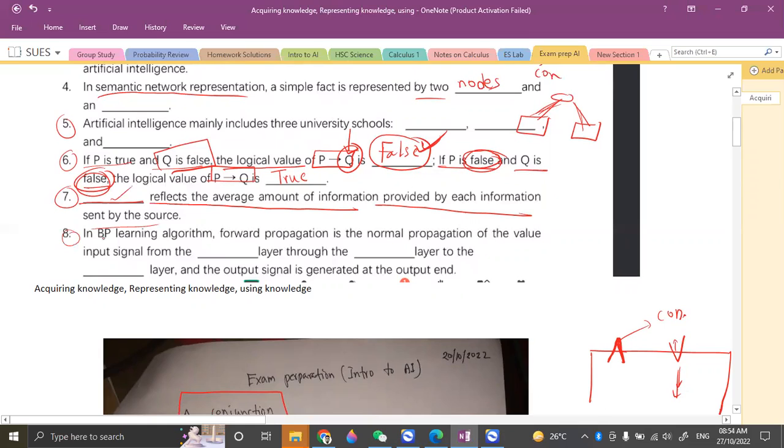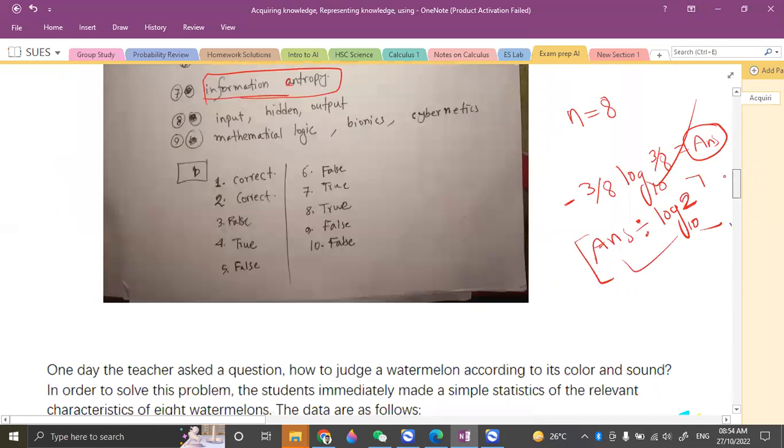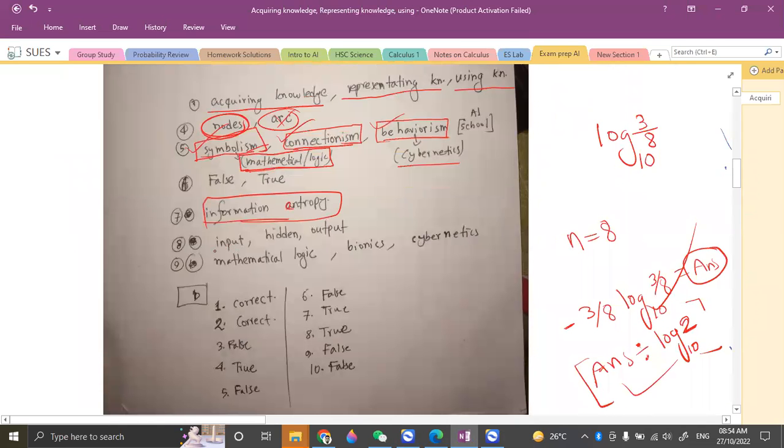Number 8, in BP learning algorithm. So BP means maybe blood pressure, I'm not sure. In BP learning algorithm, forward propagation is the normal propagation of the input signal value from the dash layer to the dash layer, through the dash layer to the dash layer. So from the input layer, through the hidden layer, and to the output layer, okay?